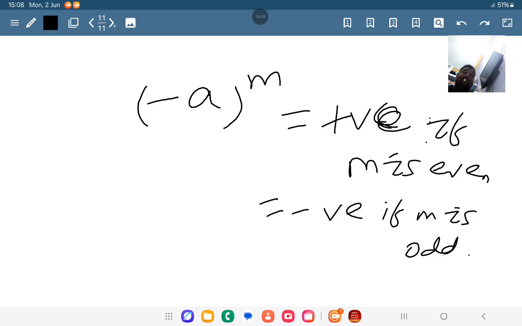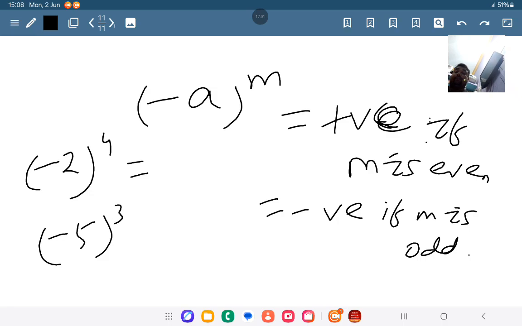If the power is an even number, even means it's a multiple of 2, divisible by 2, then the value will be positive. If the power is an odd one, odd means it's not a multiple of 2, then the value will be negative. Just like this: minus 2 to the power 4, minus 5 to the power 3.